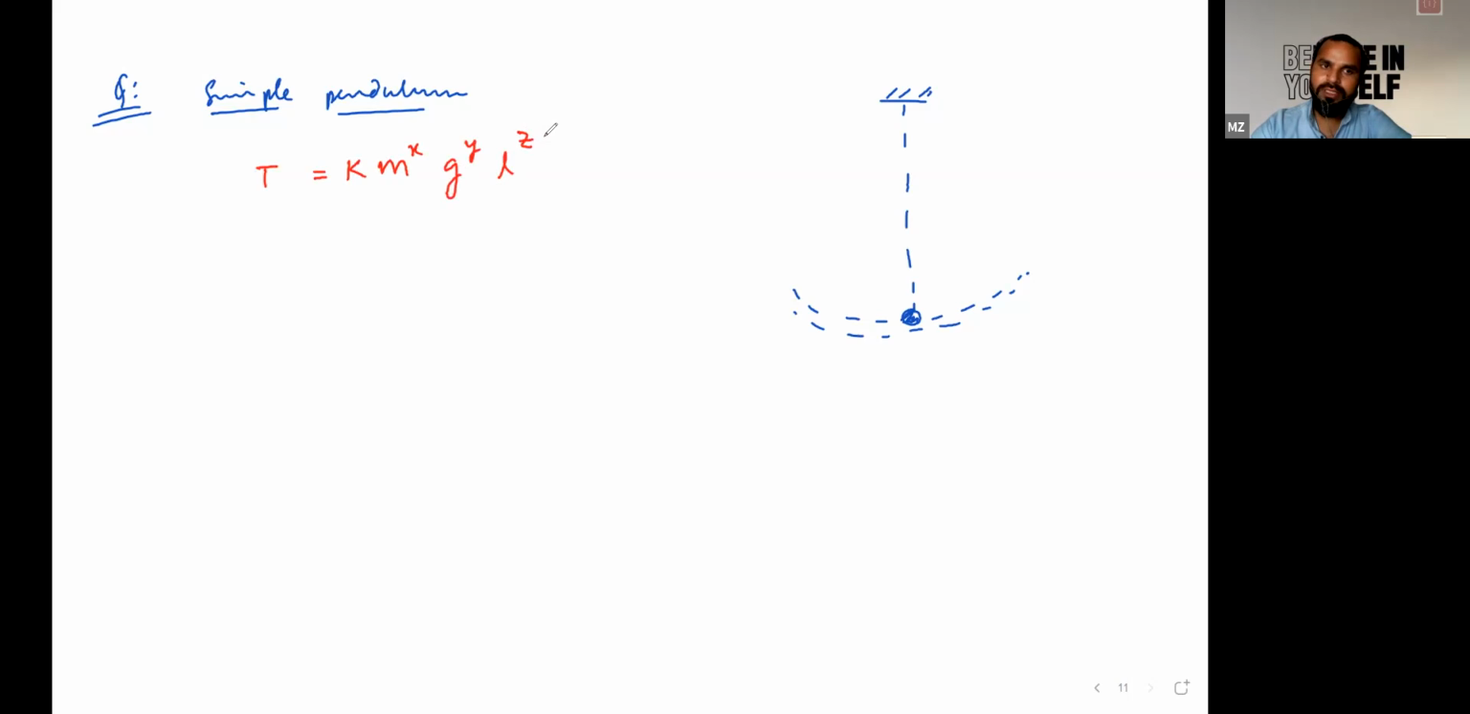So on the basis of dimensions, try to find the values of x, y, z. Put k equal to 2 pi and try to simplify it. T is the time period, m is mass, g is gravity, L is the length of the string. So this is your formula, and you have to define the values of x, y, and z. Put it in this equation and try to simplify it.